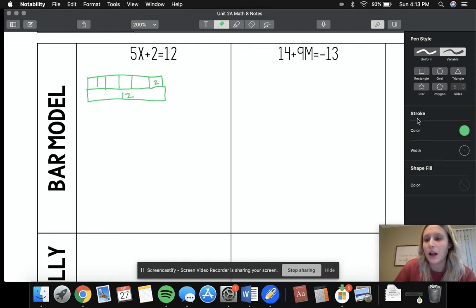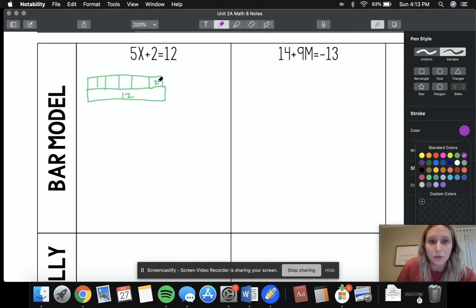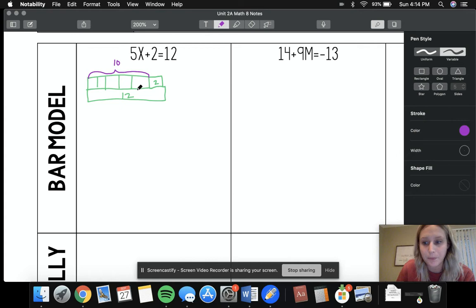If I'm just using my problem solving strategies, if I know that 2 is right here, I know that these 5 x's need to equal 10 because 10 plus 2 equals 12. Then if I think about x's being even and they all have to be the same thing, if I have 5 boxes and they need to all add up to 10, that means each box would have to be 2. So just using my problem solving strategies, I figured out that x equals 2.